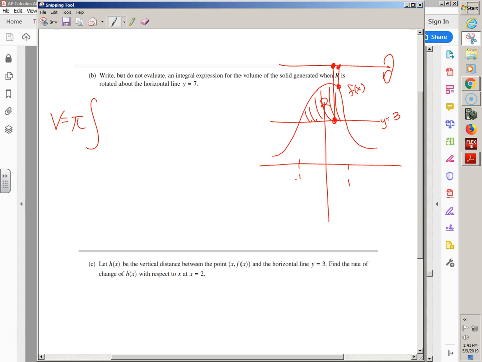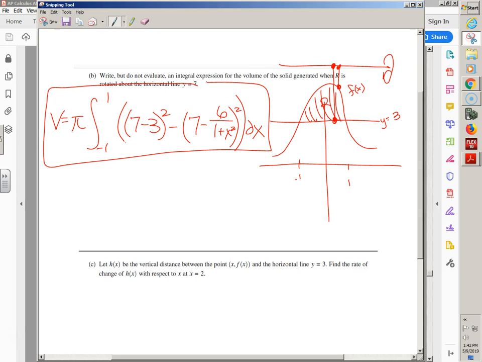Now careful, big R already has a meaning, so I'm going to plug in directly instead of making big R something else. I'm going to use the top, which is 7, minus the outermost of the shading, 3, squared. That's big R squared minus little r squared, which is 7 minus my function, 6 over 1 plus x squared. And everybody says, praise the Lord, we're not solving. The bounds are negative 1 to 1. Simplify? No, heck no, I'm leaving them. All the numbers are plugged in, nothing for me to solve. It says write but do not evaluate. Check. Done.